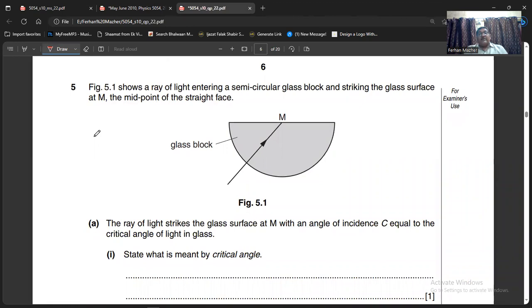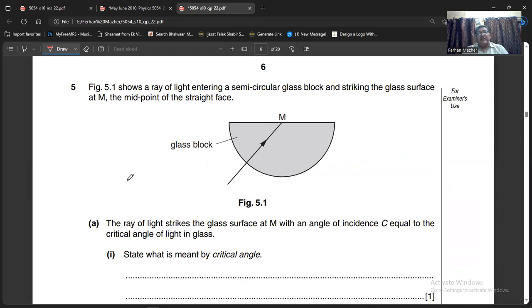Figure 5.1, this is question number 5. Figure 5.1 shows a ray of light entering a semicircular glass block and striking the glass surface at M, the midpoint of the straight face. So this is a semicircular glass block. This is its straight face. This is its curved face. And here the light is striking the midpoint of the straight face.